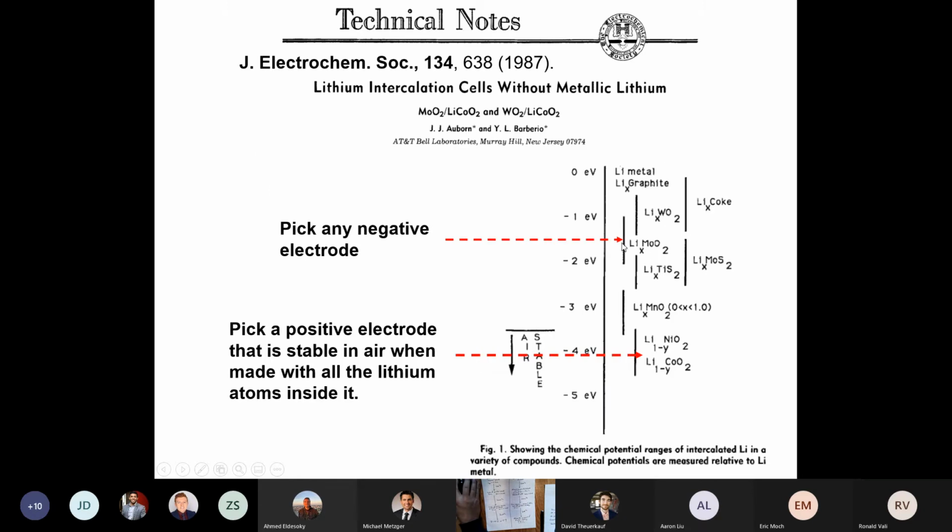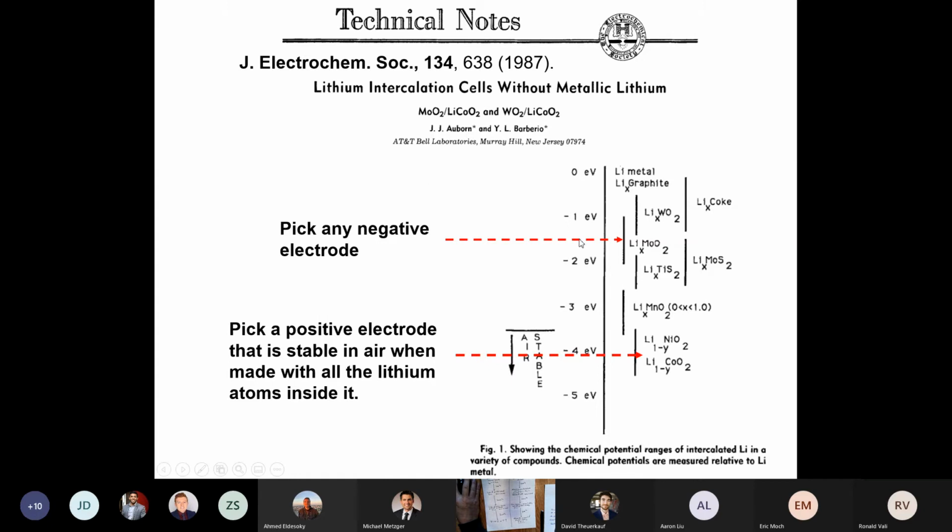Yeah, so the point is LTO sits right around this dashed line here. So when you use LTO as the negative, you give up almost 1.5 volts relative to graphite. Now, there are advantages of using LTO, and there's a couple. The first is you're far away from lithium metal, and it means that LTO is far less reactive with the electrolyte than lithium intercalated in graphite. So if you want to make a long lifetime cell, using LTO is a good choice, but you pay a big penalty in energy density.